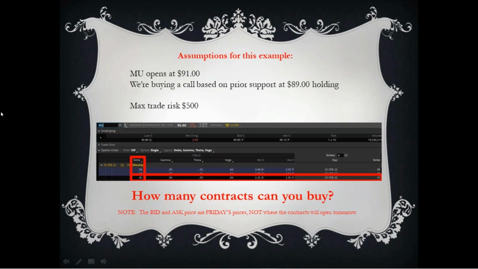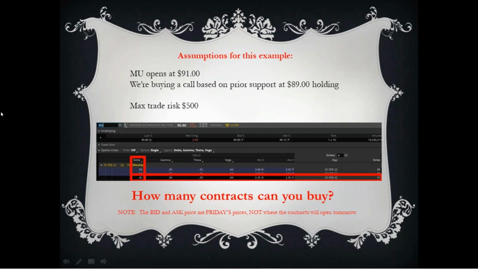So any trade I enter, I'm willing to lose $500 before I say, you know what, I've got to cut this trade. So without picking an arbitrary place on the chart and saying, I'm going to get this contract here and I'm going to buy 10 of them, and maybe it drops 5 cents and then 10 cents and you're freaking out going, oh my God, it's immediately working against me. If you know your max trade risk is $500, how many contracts can we buy for that $91 call for MU?